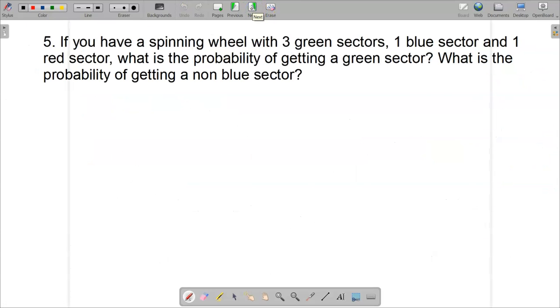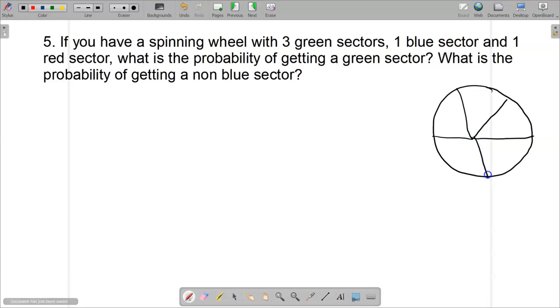Then the next question: if you have a spinning wheel with 3 green sectors, 1 blue sector, 1 red sector, what is the probability of getting a green sector? What is the probability of getting a non-blue sector? So they are saying that a spinning wheel is there, and out of that you have 3 green sectors, 1 blue sector, and 1 red sector. Again they are asking for the probability.